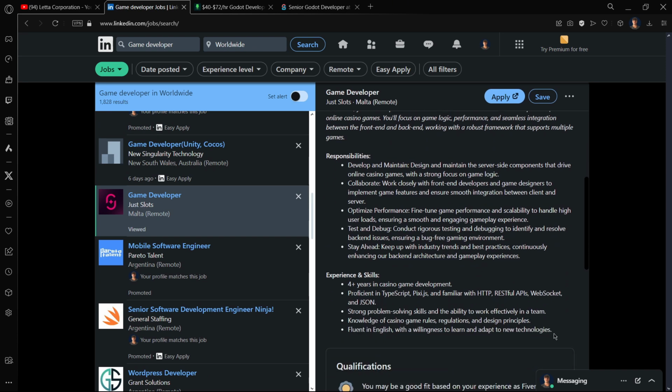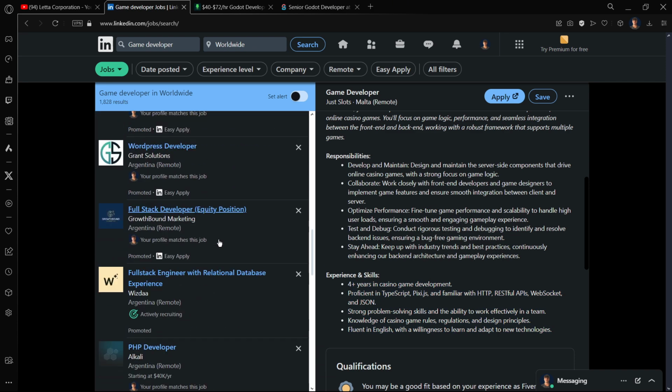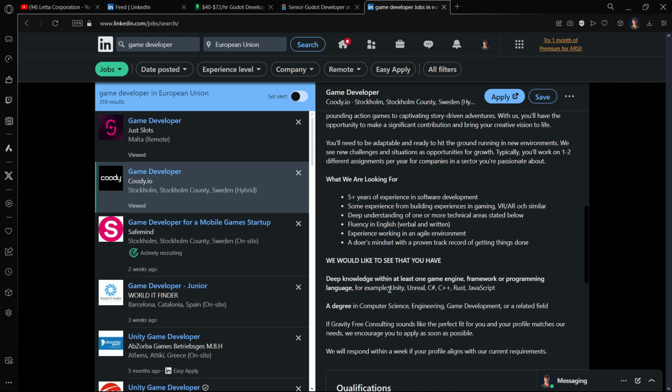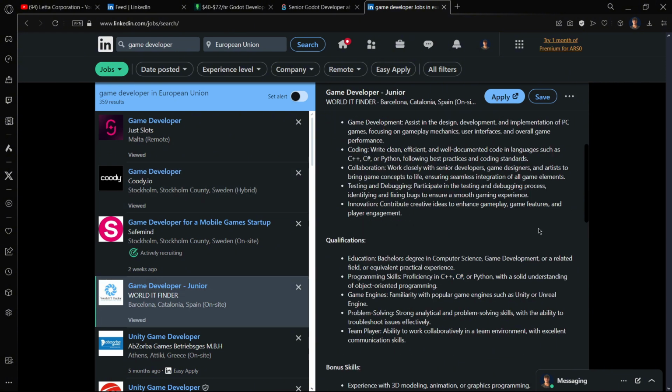Well, we don't see that here. They are mentioning Godot. Well, they aren't even mentioning other engines, but for example, here they are asking for some experience in, for example, Unity, Unreal, C Sharp, etc. Here in another job, they are mentioning Unity or Unreal. So as you can see, there are literally a lot of formal jobs in companies related to Godot.